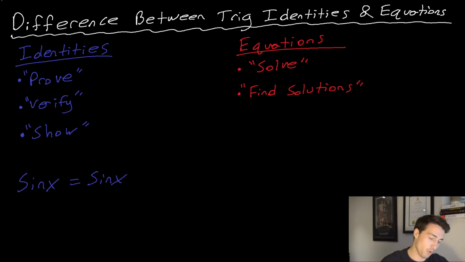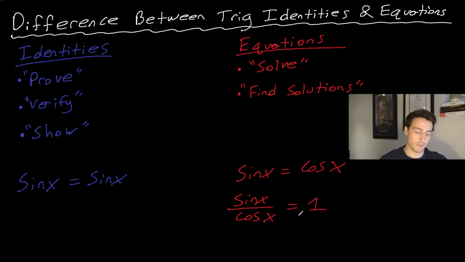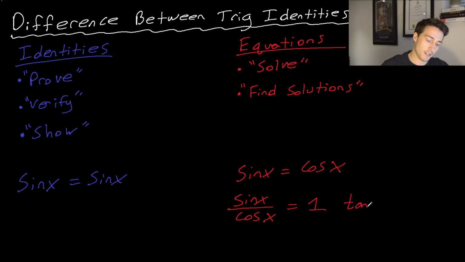So an example of this would be sine of x equals cos of x. For this example, we could divide, and bring it to this side. We could do sine of x divided by cos of x is equal to 1. And we know that sine of x divided by cos of x is really just tan of x equals 1. So here the solution would be inverse tan of 1. And that's going to give us our angle value of x, where tan of x is equal to 1.